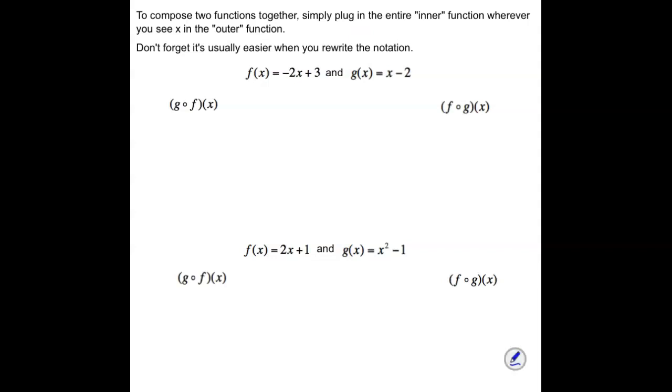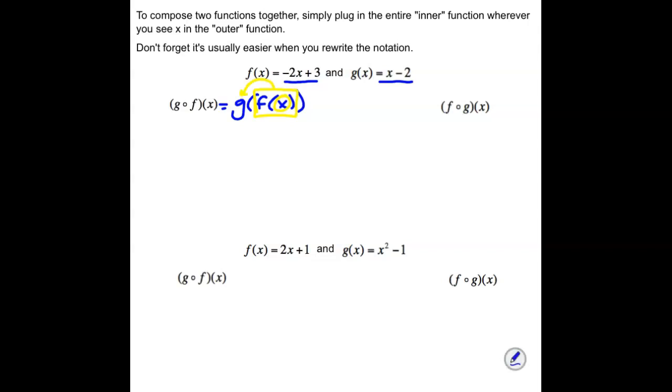All right, don't forget it's usually easier when we rewrite the notation. So we're going to start out with the function f being negative 2x plus 3 and function g being x plus 2. This one is saying find g of f of x. Okay, so again, we have this unknown number here, just this x that we're supposed to plug in. So this is telling me to take function f of x, and dump it into function g.